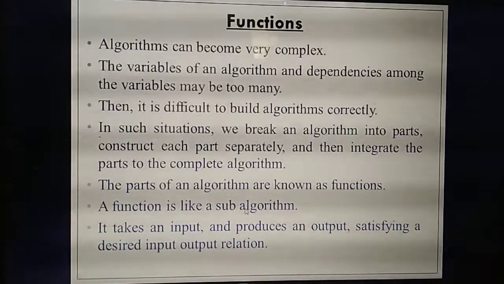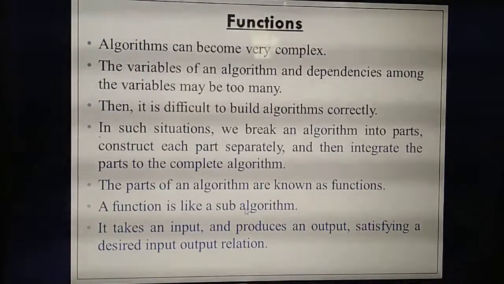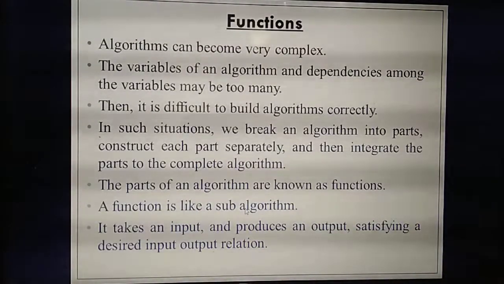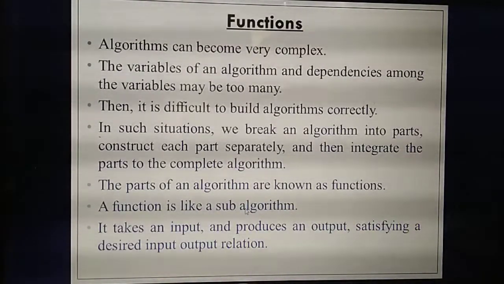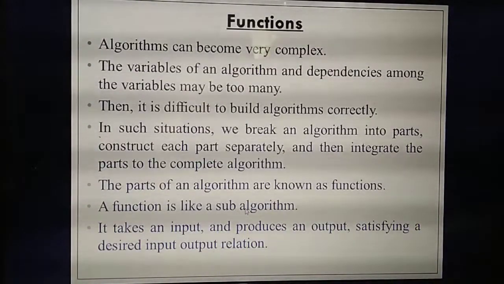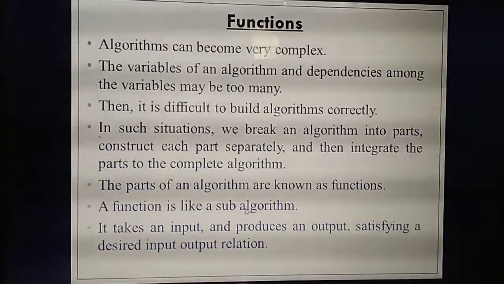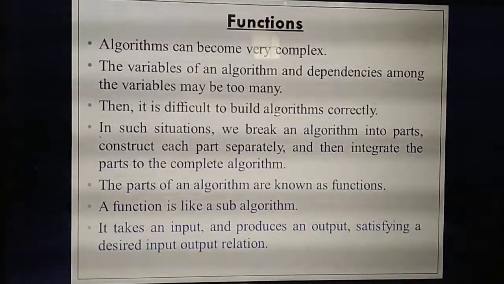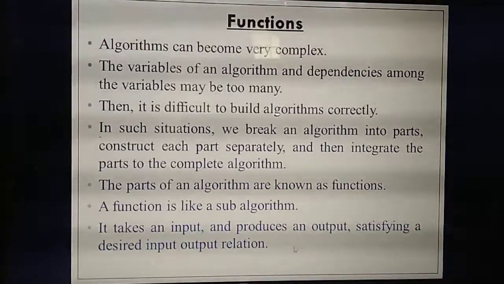So each function will take input. First 10 numbers means how many inputs it will take? The first 10 numbers as the input. Then the process is adding the first 10 numbers, then the output is the answer for the first 10 numbers. Then with the second 10 numbers, adding, you will get the output. Understand, each function will take input and produce output based on the input-output relation.